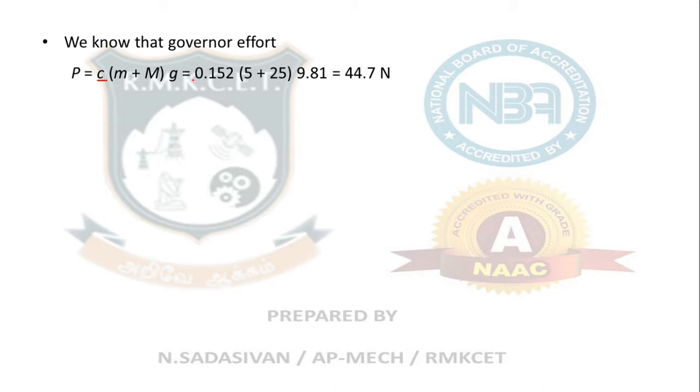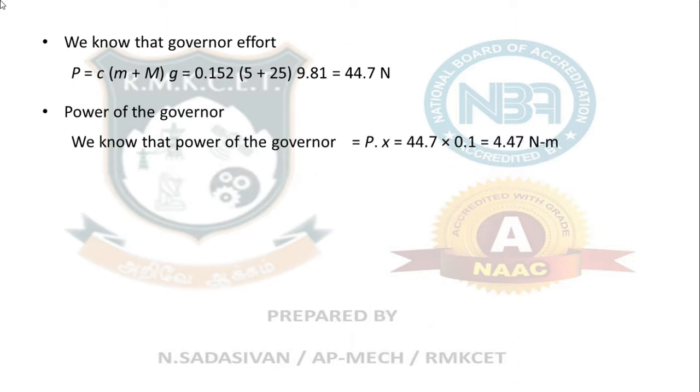So C is 0.152, ball mass is 5 kg, so sleeve mass is 25 kg, gravity is 9.81, multiply everything, you get 44.7 Newton is the governor effort for the frictionless case. Power of the governor equals P into X. So P is this 44.7 multiplied by sleeve lift of 100 millimeter. That comes around 4.47 Newton meters. The work done, the power of the governor for a frictionless case. First portion of the problem is over.